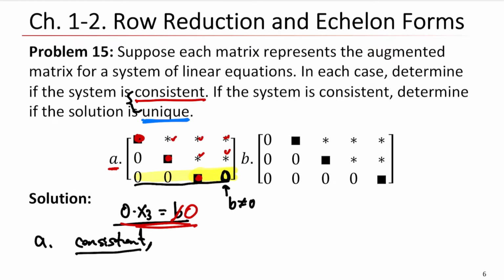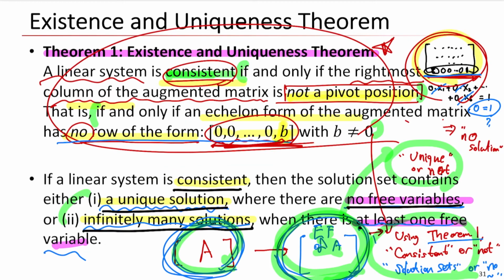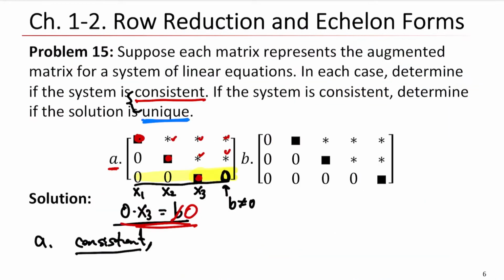So in this case, x1, x2, x3, and there are 3 pivot positions. The number of pivot positions is the same as the number of columns, or the number of variables. So as you can see here, there is no free variable. In this case, we can say that there is a unique solution. What about matrix B?